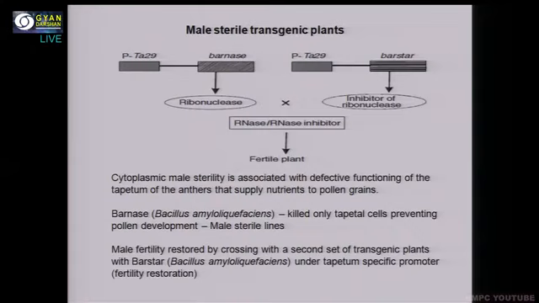But you might require to restore the male sterility as well. That means you might want to restore the fertility in the plant. For that, what should you do? You choose another gene which is called Barstar, and you overexpress this Barstar gene again with the same promoter, that is the tapetum specific promoter, and in that way you can restore the fertility also. So male sterile plants can be generated using the Barnase gene, and if you want to restore the fertility, then you can use the Barstar gene, and if you cross these two, then you can actually generate this fertile plant.